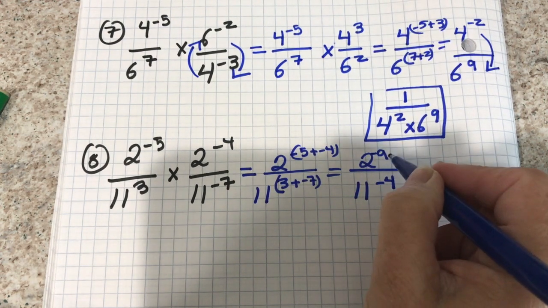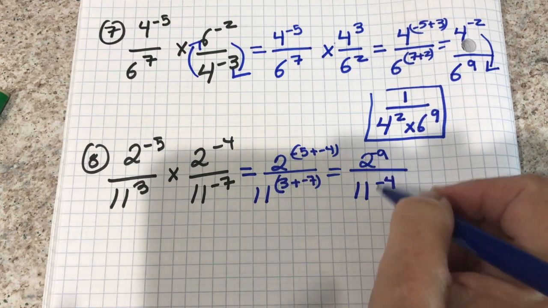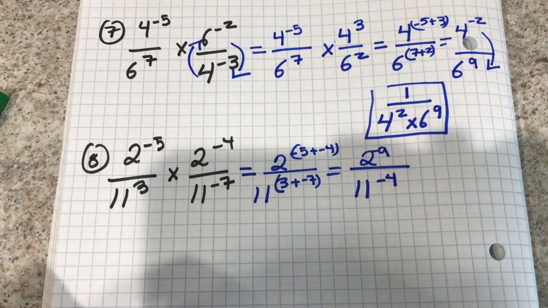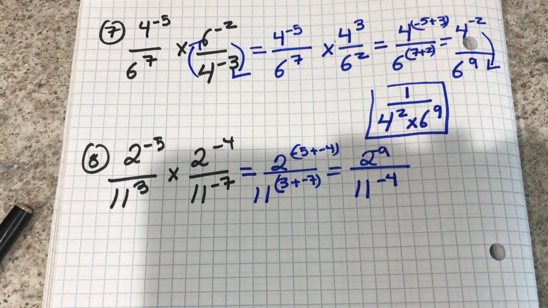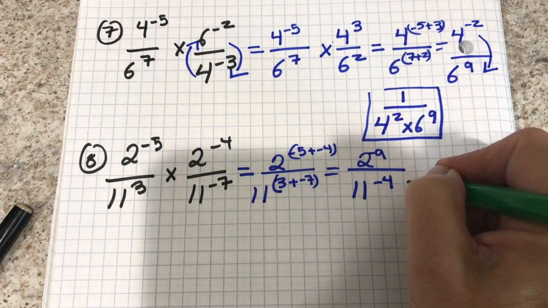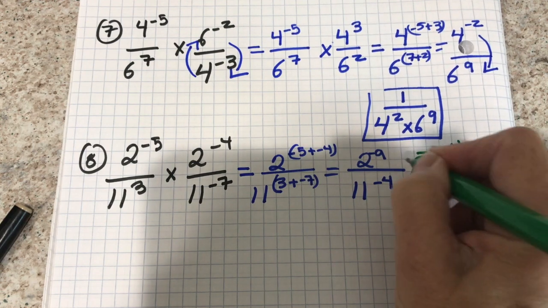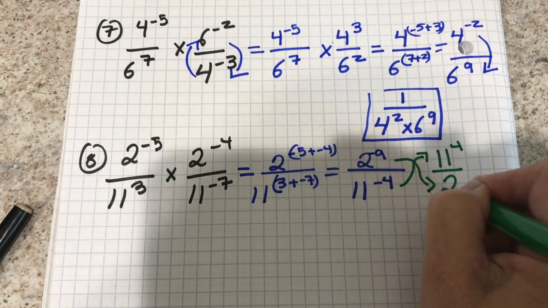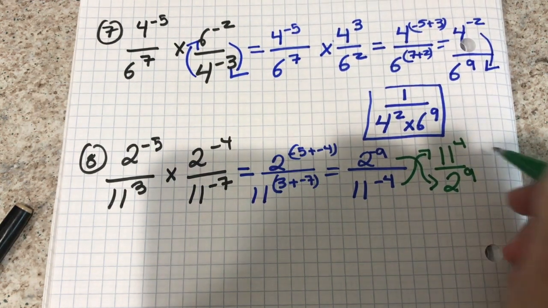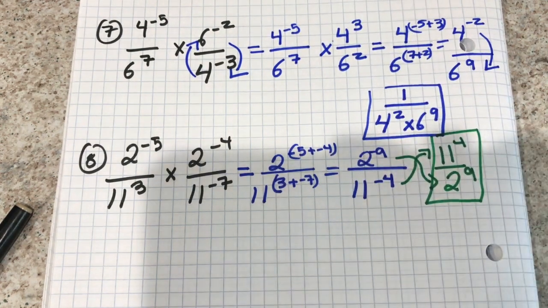So now I have 2 to the negative 9th divided by 11 to the negative 4th. But my exponents aren't positive, so I need to write them as the reciprocal. 11 to the positive 4 divided by 2 to the positive ninth. And that is my final answer.